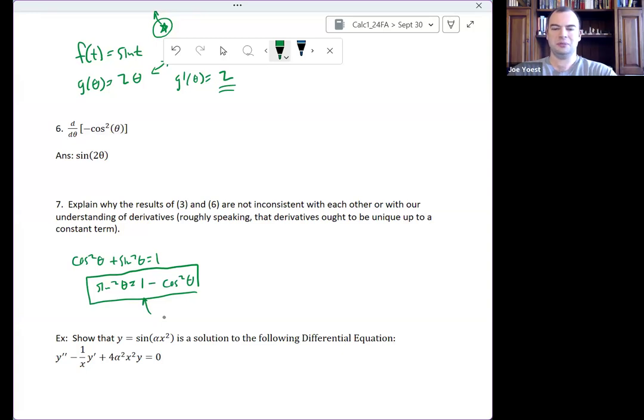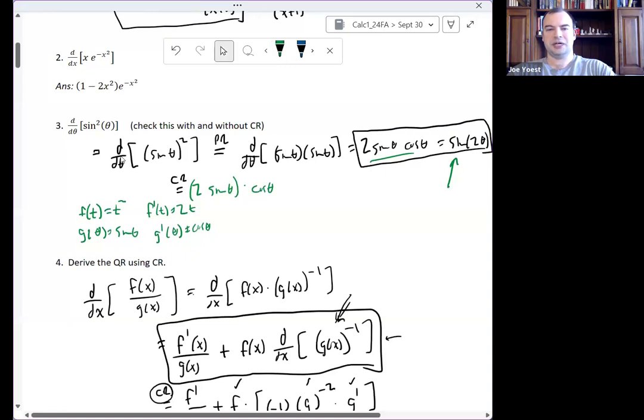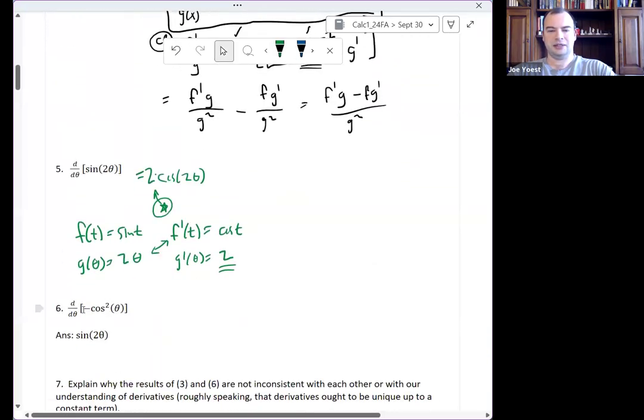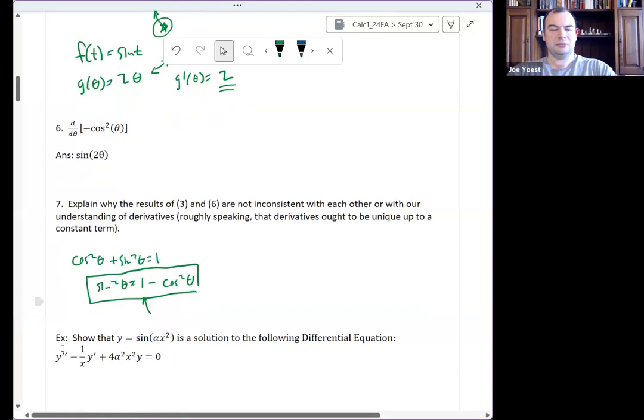If we think a little more deeply about it, we do recognize that, okay, sine squared theta and negative cos squared theta are really the same function up to that constant term, just adding 1. So it actually does resolve in a way that's satisfying, right? A little bit paradoxical at first, but it worked out okay in the end.